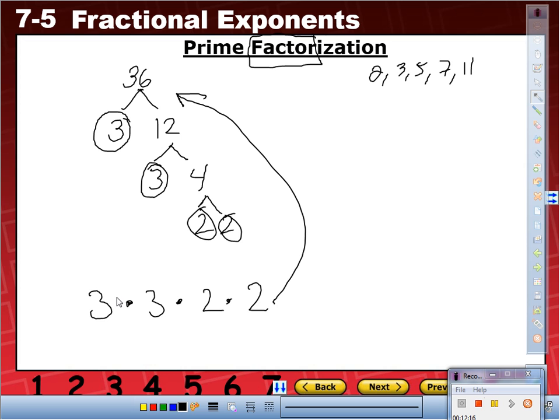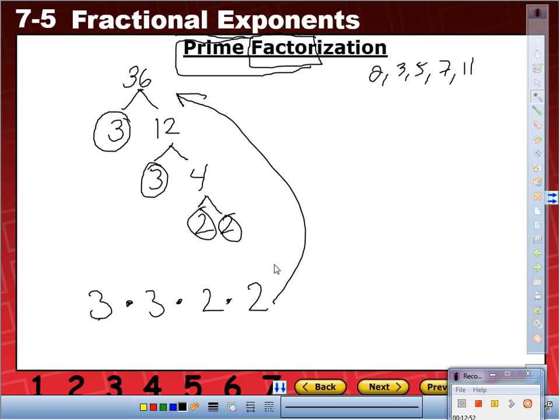Okay, so here we go. Now let me clarify the term. Look at this: 3, 3, 2, 2. These numbers here, the 2 and the 3, what are they called? Prime. And are they multiplying? That's why they're called prime factors. That's why it's called prime factorization. Are we there so far?